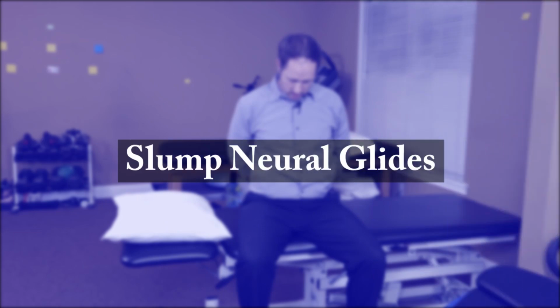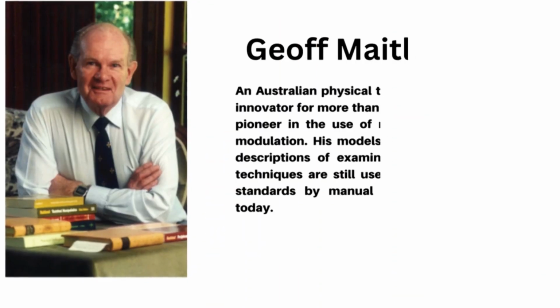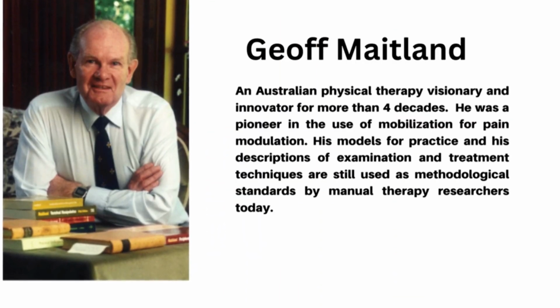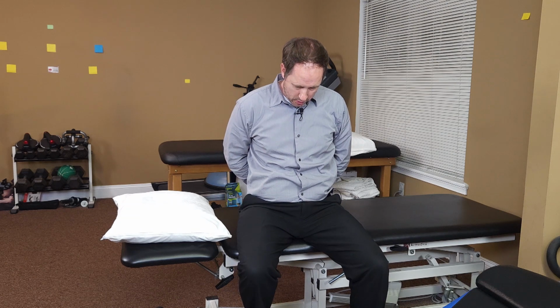Slump neural glides. Our third exercise is going to be called the Maitland Slump exercise. In 1985, a very famous physiotherapist from Australia named Geoff Maitland came up with this sciatic nerve test. It's called the slump test. Your arms go behind your back, your head goes down, you slump a little bit, and then you begin to bring your leg up, and then you bring your toes up at the same time.